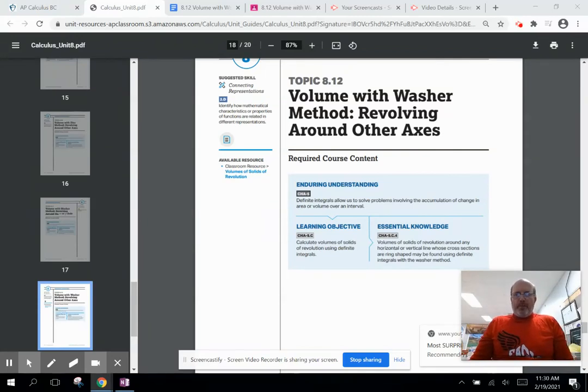Hey, this is the first part of topic 8.12 AP Calculus, where we do the volume with washer method, revolving around other axes besides the x and y axis. Our learning objective is to calculate volumes of solids of revolution using definite integrals, and our essential knowledge is that volumes of solids of revolution around any horizontal or vertical line whose cross sections are ring shaped may be found using definite integrals with the washer method.